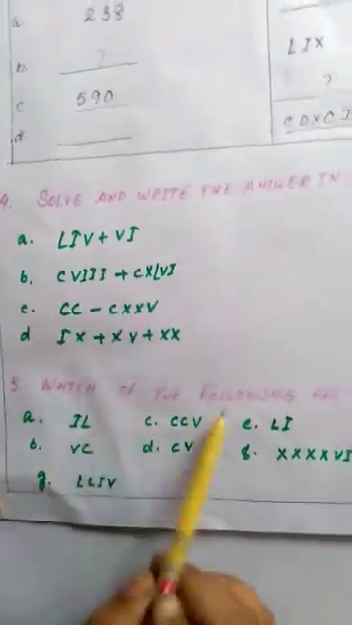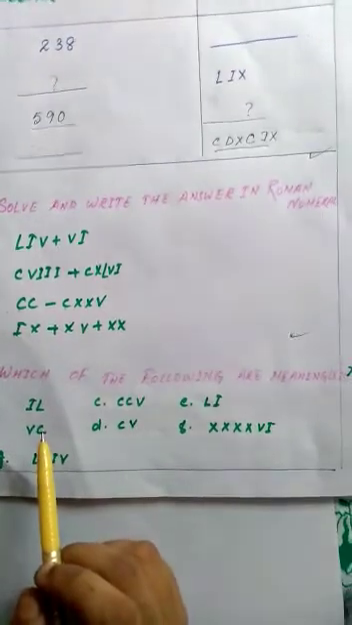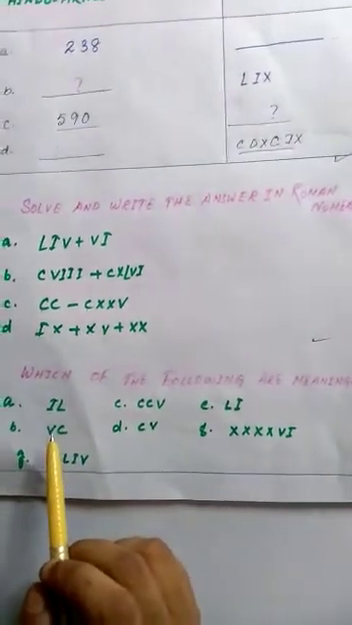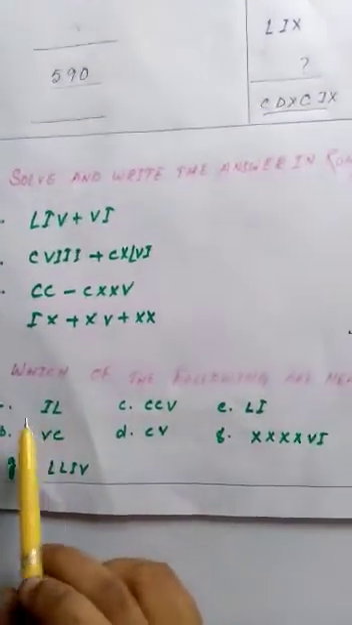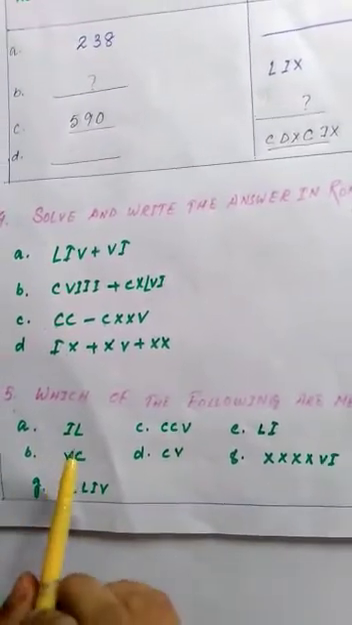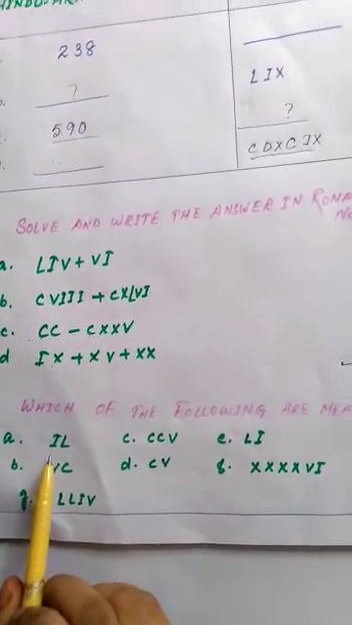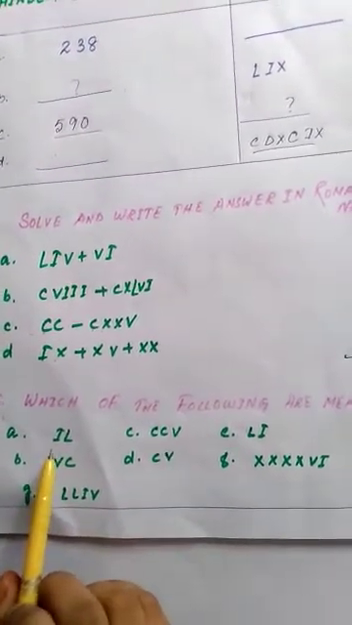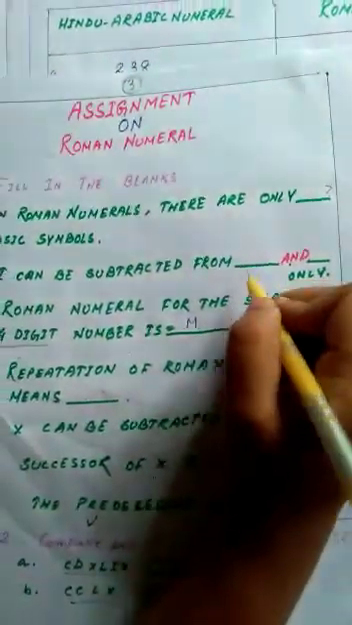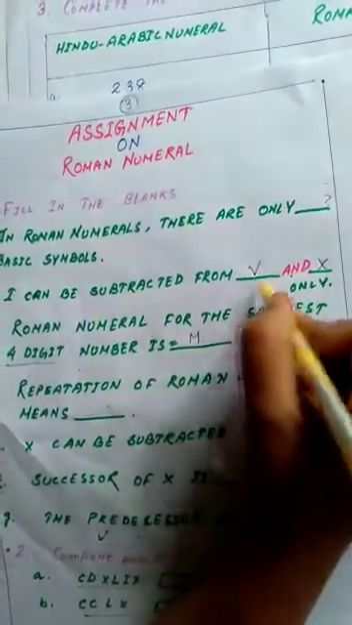Now question number 5 is, which of the following are meaningless? That means which is not actually a Roman numeral, which is wrong according to the rules. See, according to the rule, I can be subtracted from V and X only. Just now I told you, I can be subtracted only from V and X.